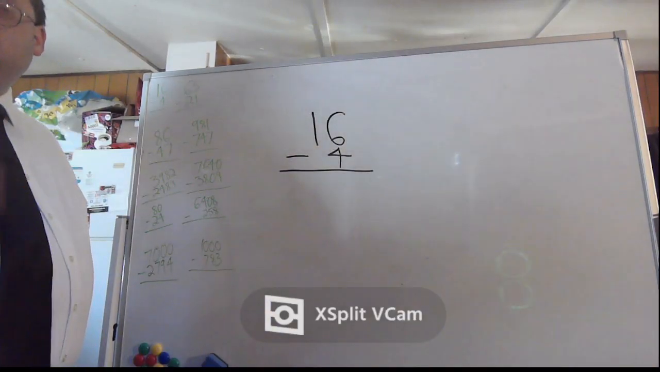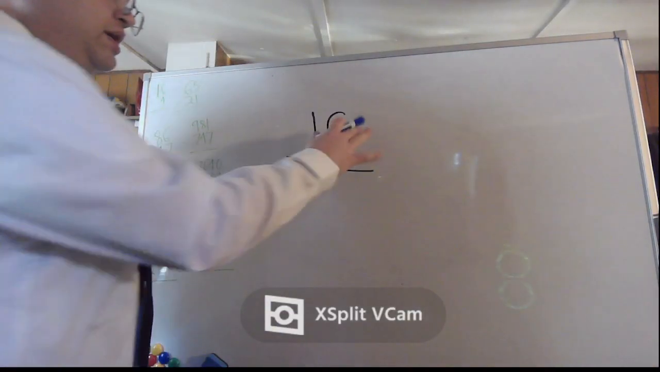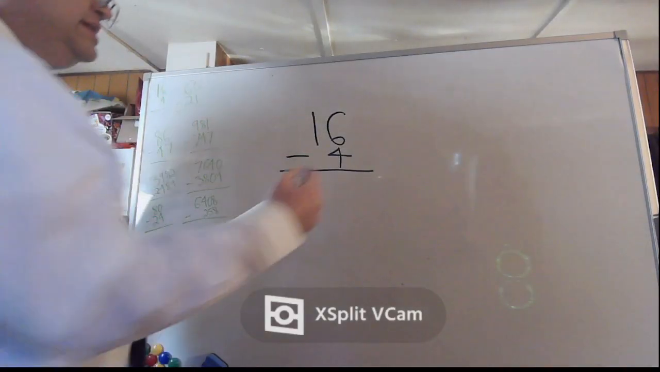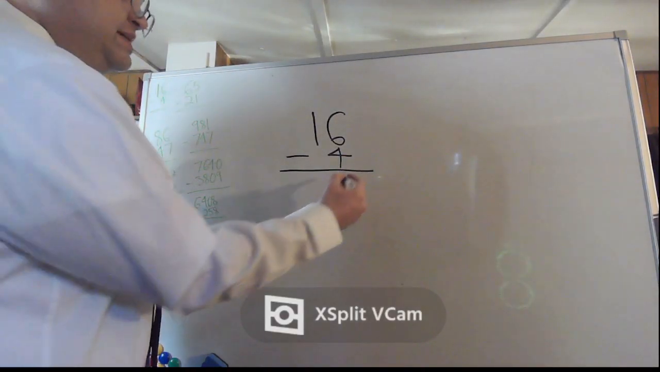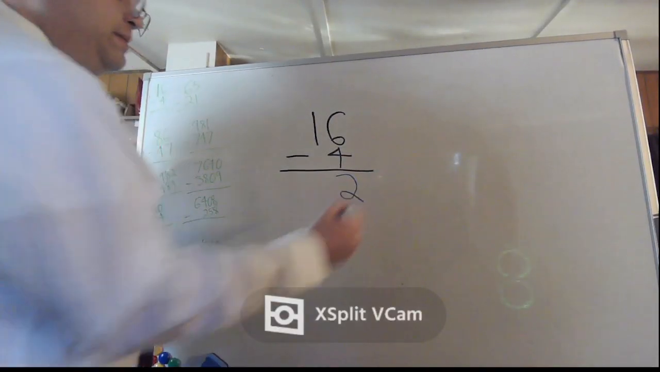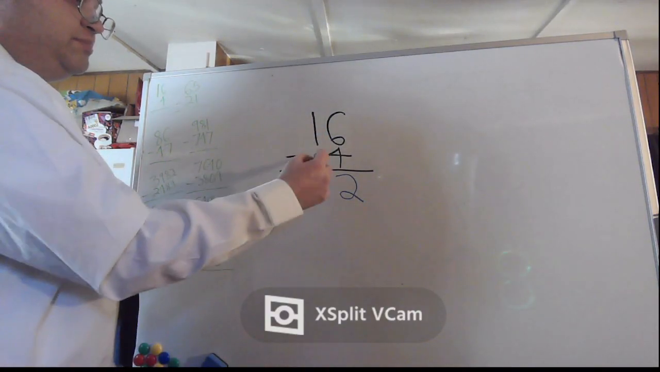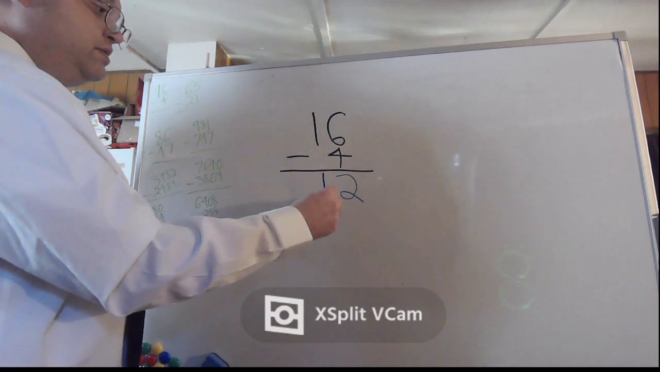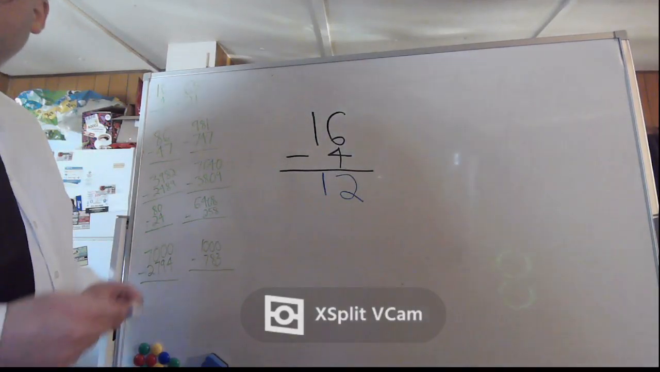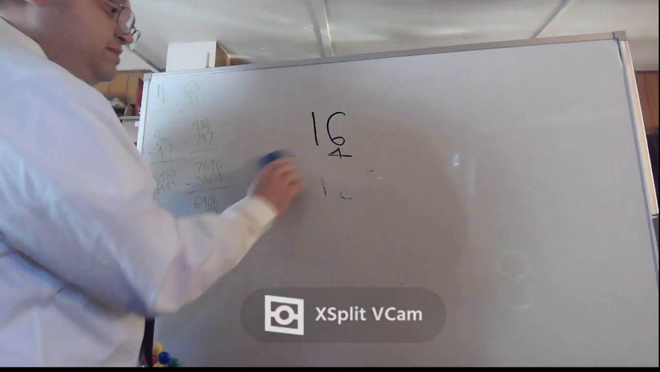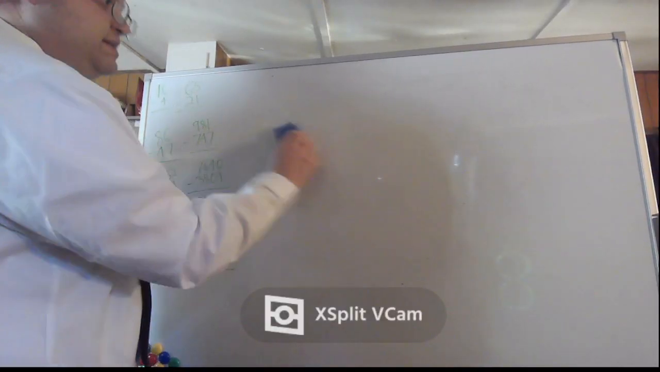Just like with addition, you always start in your ones place. Start with the rightmost set of numbers. So 6 minus 4 is 2. There's a 0 in front of the 4, so 1 minus 0 is 1. That should give us an answer of 12. Easy enough, right? You start with the right, work your way to the left.